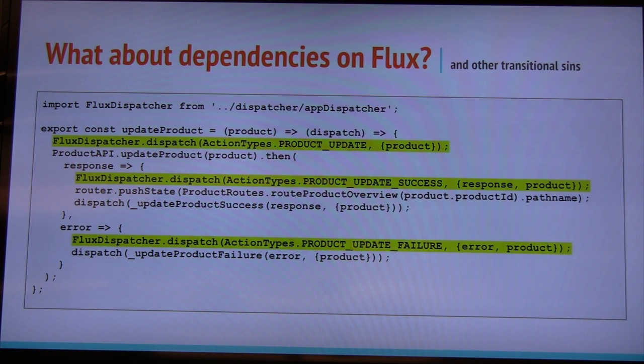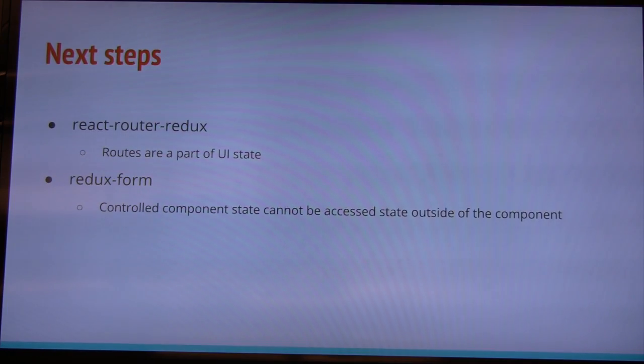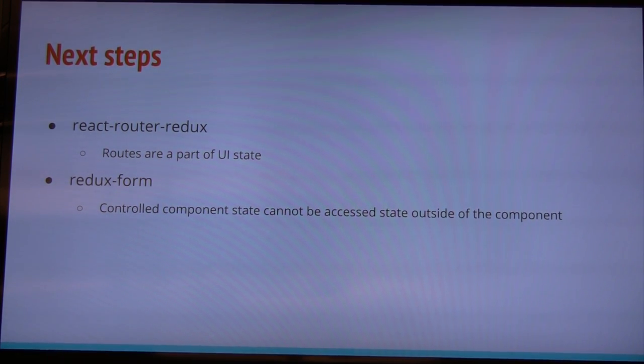So what's next in our migration? We would really like to be using the react-redux router. Routes are technically another part of the UI state. The react-redux router allows us to link that state to Redux. We'd really like to be putting more of our UI state into Redux, and one option that we found we really like is using Redux Form.